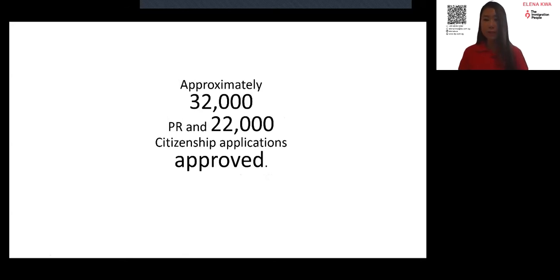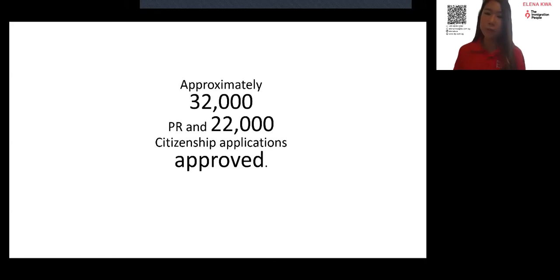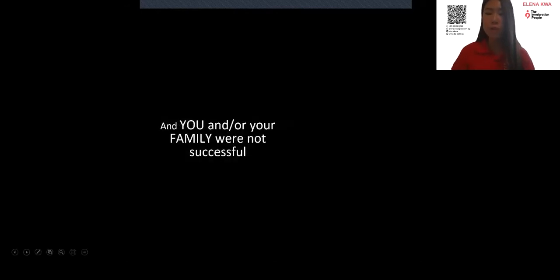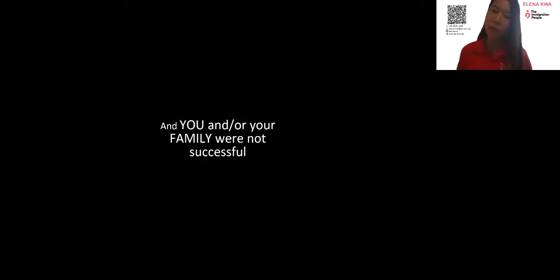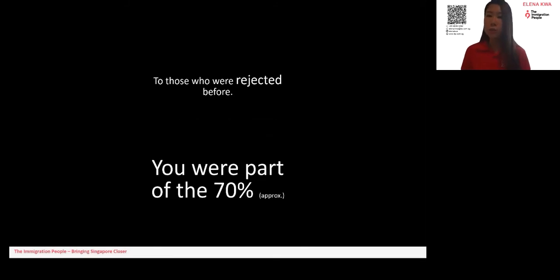All right, so there are about 32,000 approvals for PRs and 22,000 for citizenship. So we're looking at about 60 to 70% of the applications being rejected, because the Singapore government will only select the cream of the crop. That means they only want foreigners who are best fit for Singapore society to be given this special status. So if you and your family have not been successful before, please do not be disheartened. It just means you're one of the majority who got rejected, because it's not easy to be approved these days.